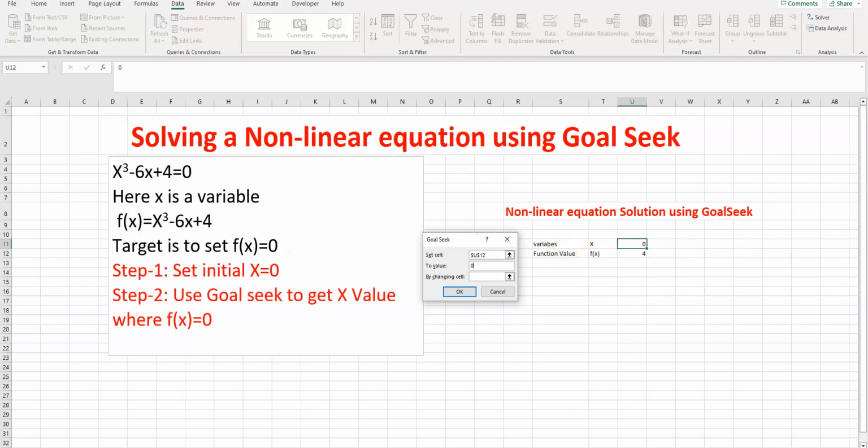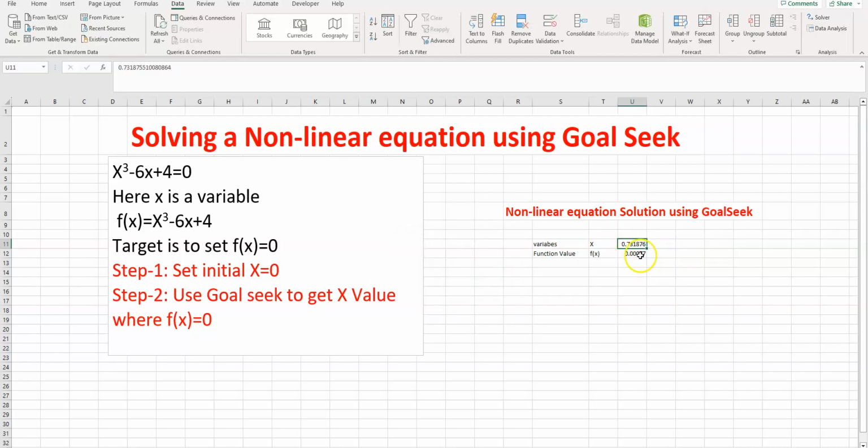You can see that it is the cell in row 12 and column U, so U12, and that value is 0. Now by changing this cell, meaning changing x, what will be the value of x? If you press OK, then you can see that f(x) is nearly equal to 0, that is 0.0077. The value of x is equal to 0.7318.